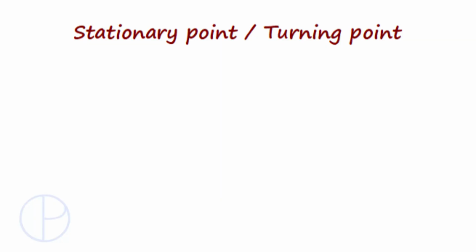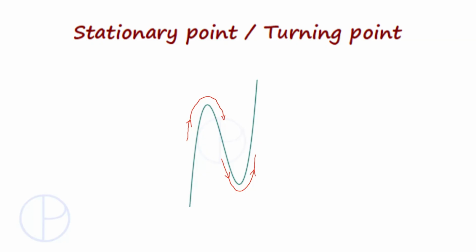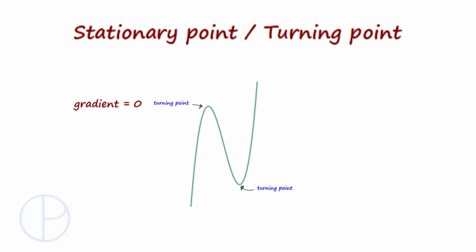Next, a turning point of a curve is a point where the graph changes direction from increasing to decreasing or from decreasing to increasing. In simple terms, we can say it's where the curve turns. The gradient or the slope at that point is 0. It is otherwise known as a stationary point also.